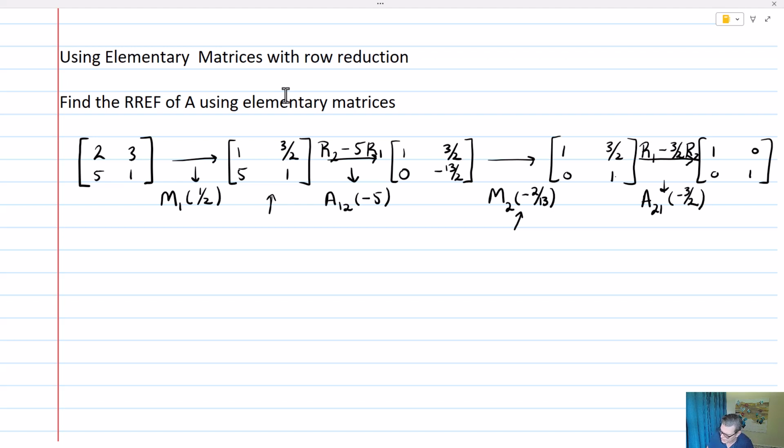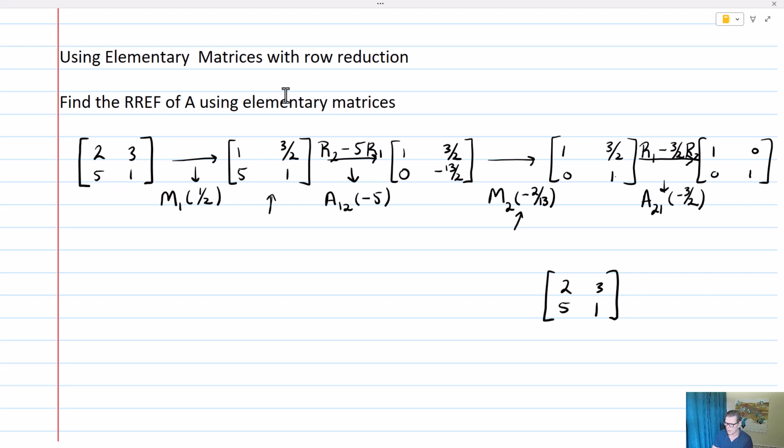So what I'm going to do with this is start out with the matrix that I began with, and that's going to be 2, 3, 5, 1. Now what you're going to see here is that we're going to multiply our elementary matrices on the left-hand side. So notice when I was giving examples, I multiplied my elementary matrices on the left-hand side.